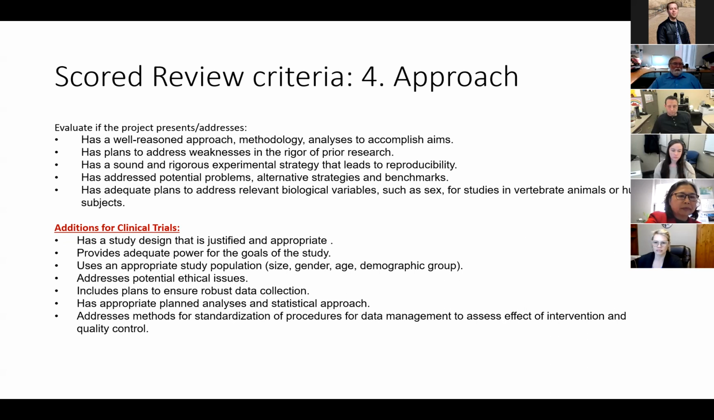adequate power for the goals of the study, an appropriate study population, size, gender, age, demographic groups, and potential ethical issues. You have to identify these if there are any, and include plans to ensure robust data collection. Again, a really important requirement of a clinical study. Have an appropriate planned analysis and statistical approach, and address methods for standardization of procedures for data management to assess the effect of interventions and quality control. These are really essential elements in a clinical trial. And if any of them are missing, you're going to have trouble under review.